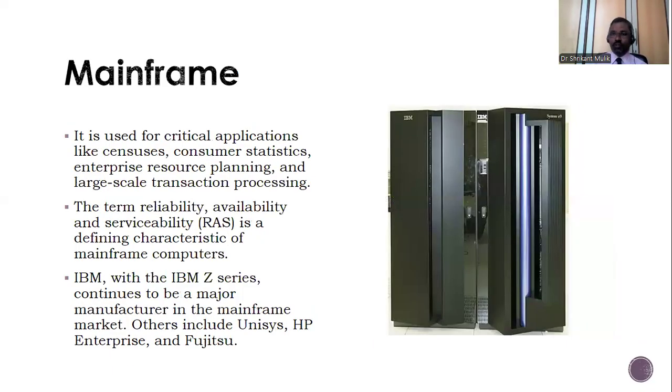The next one is mainframe, and this is used largely by commercial organizations for critical applications like censuses, which is obviously used by government, but also consumer statistics, ERP. So if there are large organizations, they run their enterprise resource planning software on mainframe. Or you talk about large scale transaction processing. Let us say, for example, RBI uses a kind of mainframe for doing this transaction processing. So all large scale transaction processing requires a kind of mainframe.